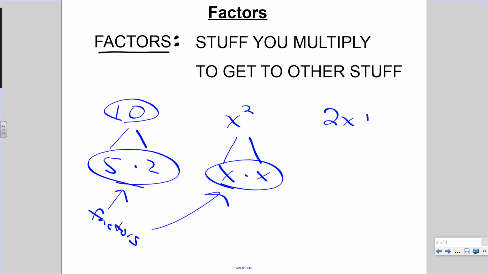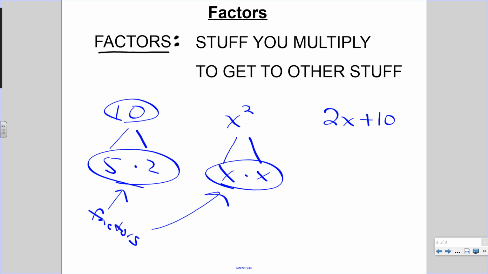What about this stuff? What is that stuff? What is that called? What is that? I just wrote. Good job. What is this called? It's an expression. So I didn't throw you a number. I didn't throw you just a term. I threw you an expression now. And I'm asking, what's the stuff that I have to multiply to get to that stuff?